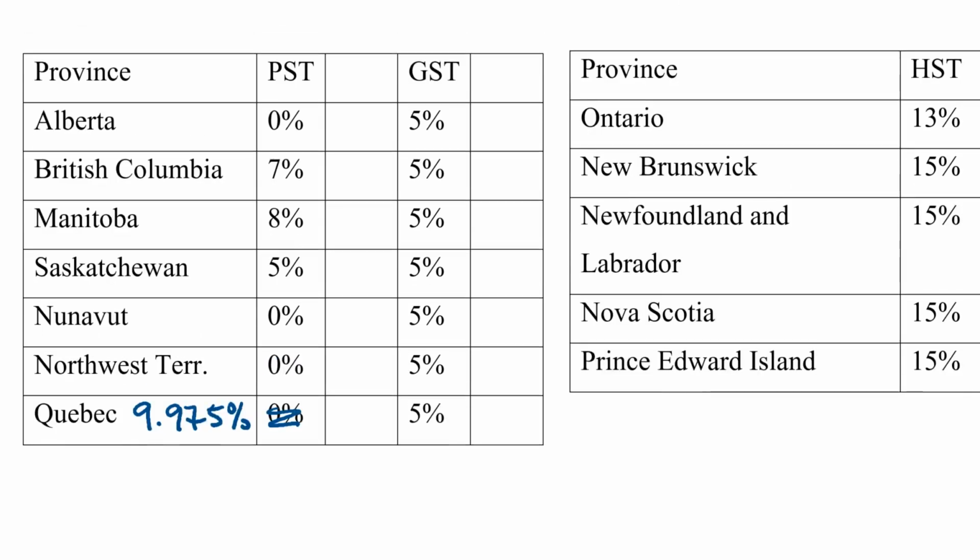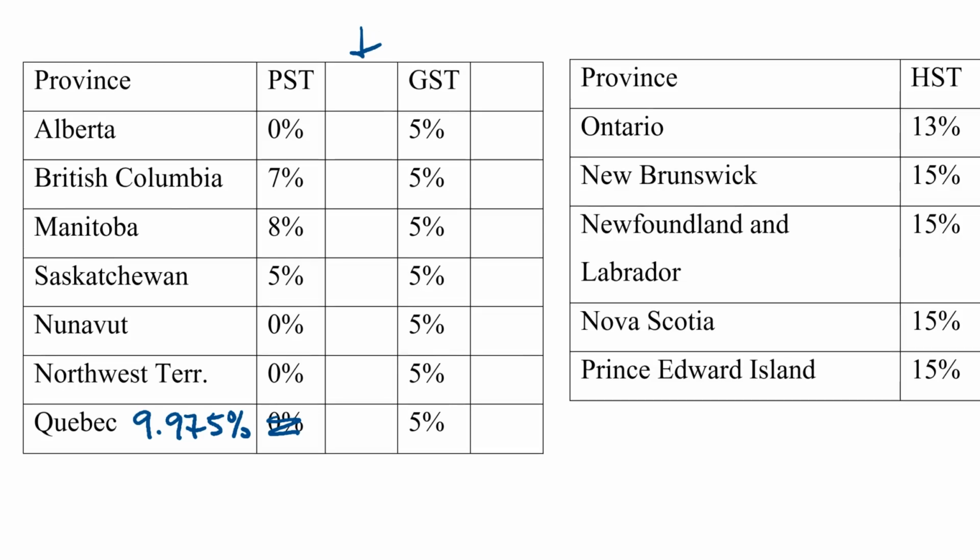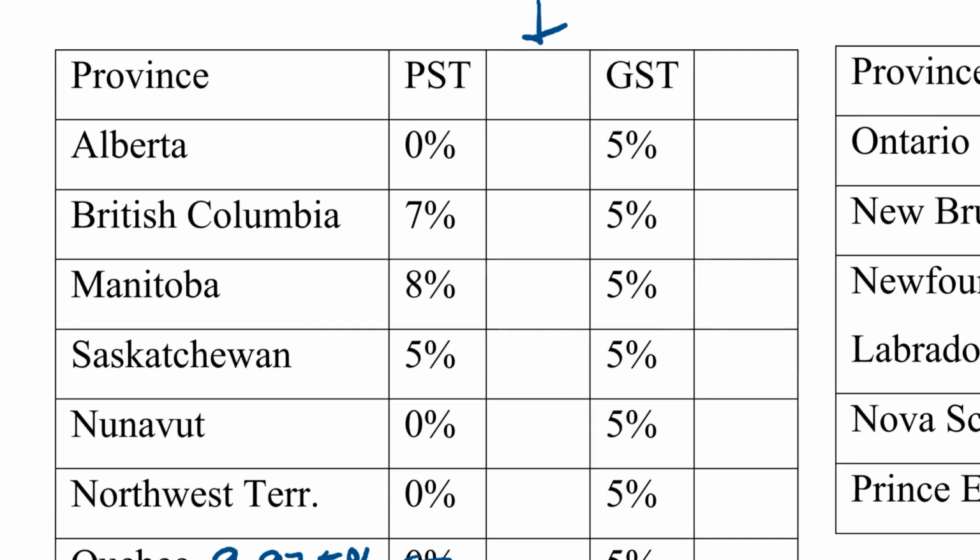9.975%. So in this column here, what I'd like you to do is let's change that percentage into a decimal because we're going to have to do that with our calculations. So 0% is still 0. 7%, if we change it to a decimal, we have to move it over 2 spots or divide by 100, so we get 0.07. You can put a 0 out front if you want, but it's not necessary. So we get 0.07, 8%, 0.08, 5%, 0.05. Again, 0% is just 0.